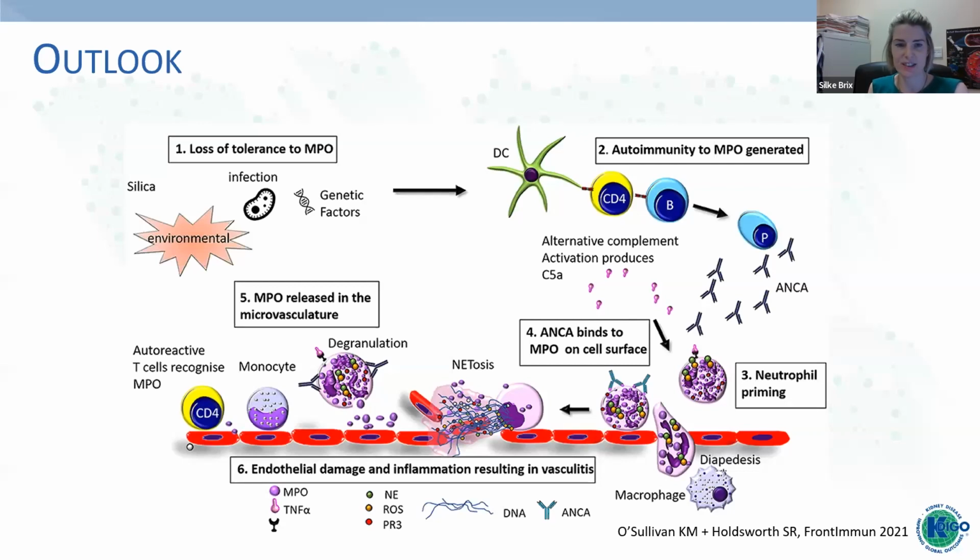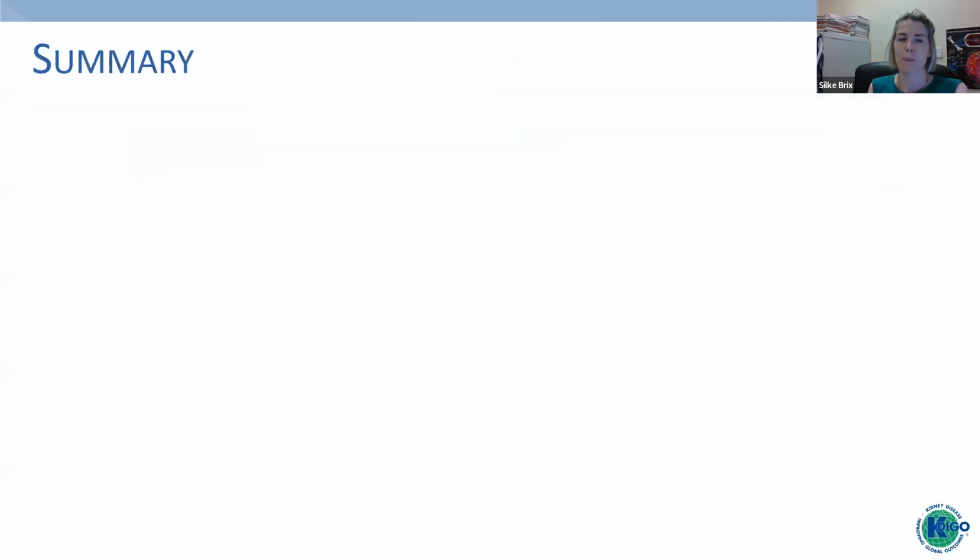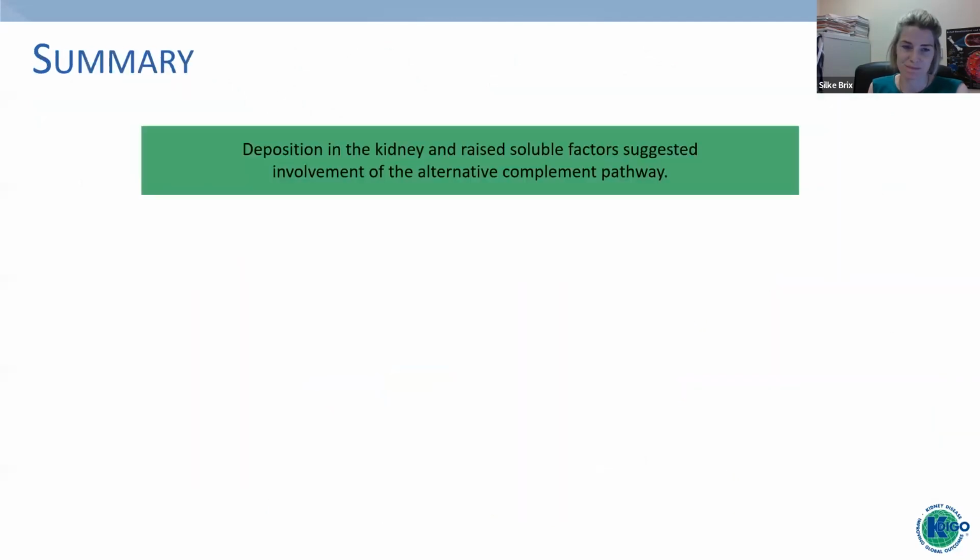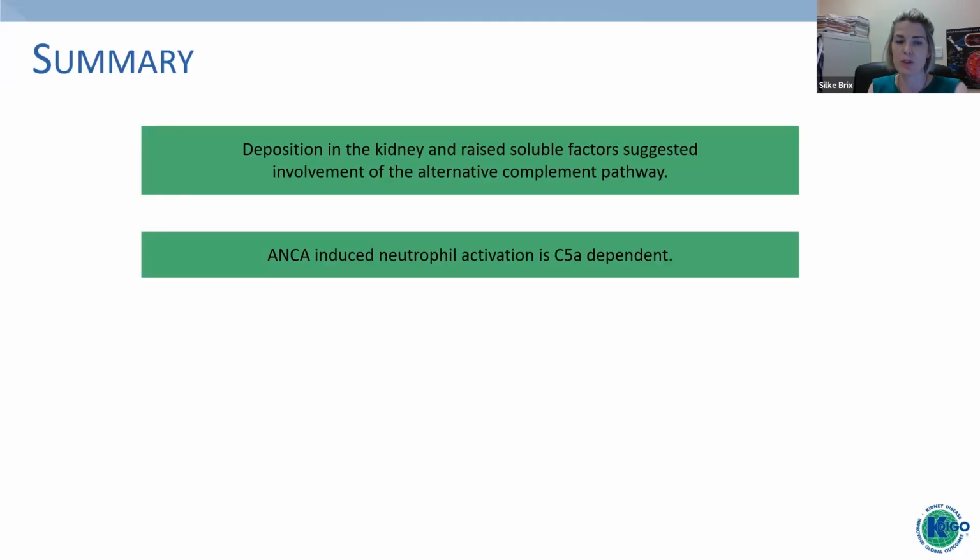And with that, I'd like to summarize. So the deposition of complement in the kidney, and certainly the raised soluble factors as well, have, I think, probably already suggested that the alternative complement pathway is involved in the disease. But now we do know that the ANCA-induced neutrophil activation that happens is C5a dependent.